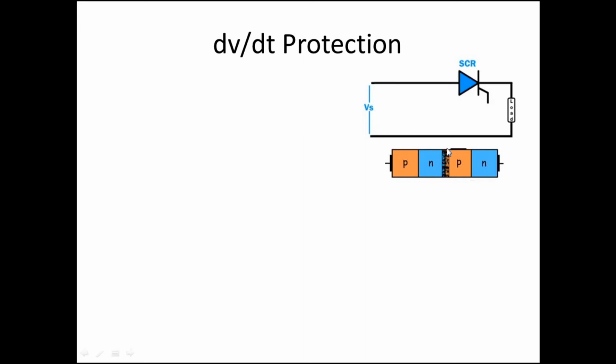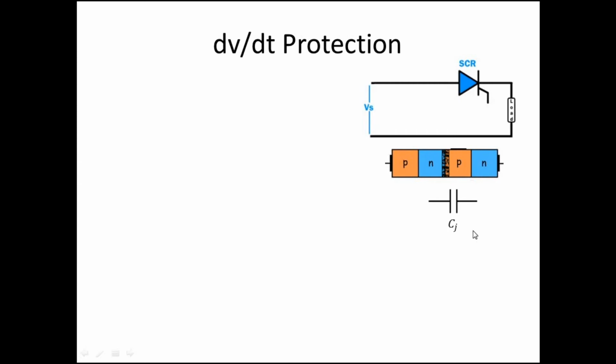This is an insulator here, and these are all conductors. So two conductors with an insulator in the middle is equivalent to a capacitor. During the forward blocking state or turn off state, the thyristor has a capacitive effect. It is called junction capacitance.